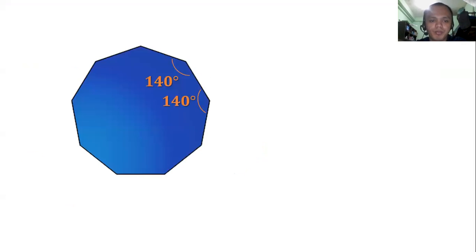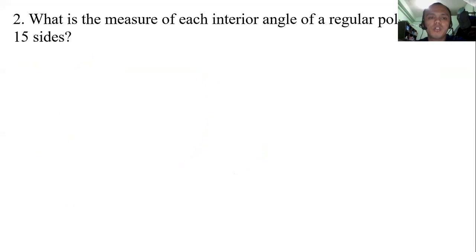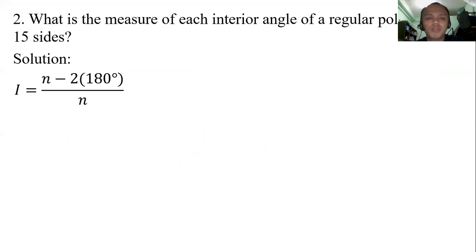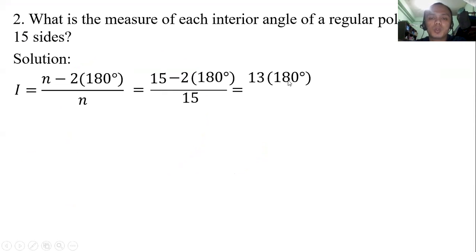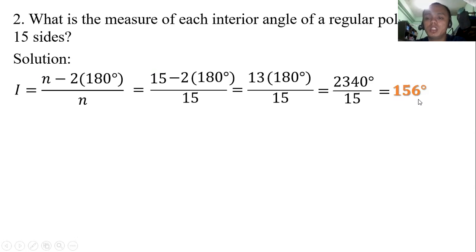Now, another one. What is the measure of each interior angle of a regular polygon of 15 sides, or a 15-sided polygon? Using this formula, the I here refers to the interior angle. Substitute your n to 15, because there are 15 sides. 15 minus 2 times 180 degrees all over 15. 15 minus 2 is 13 times 180 all over 15. Then 13 times 180 degrees is equal to 2,340 degrees divided by 15. That would be equal to 156 degrees. So each angle of a 15-sided polygon is equal to 156 degrees.